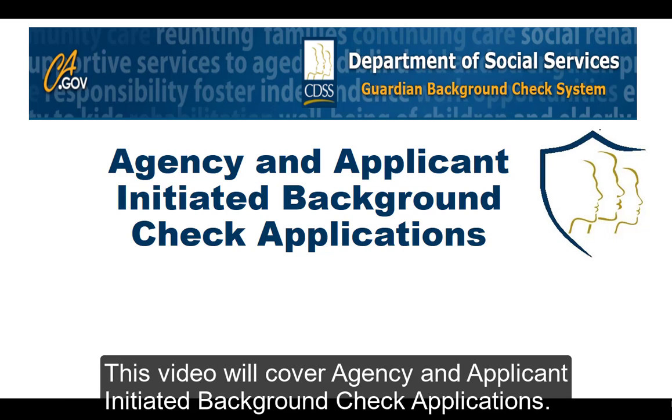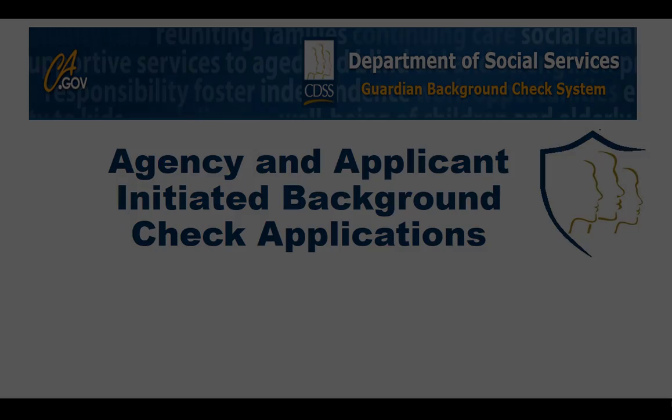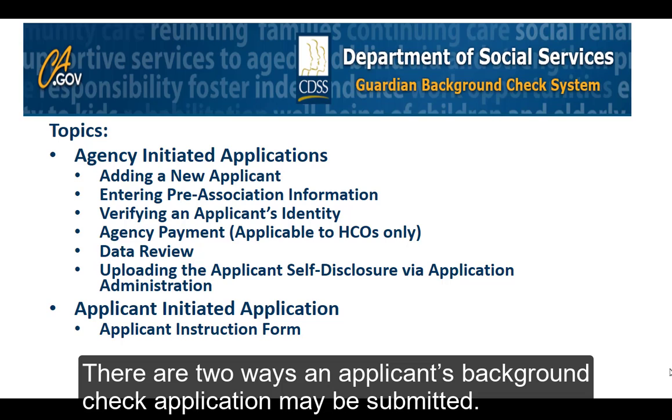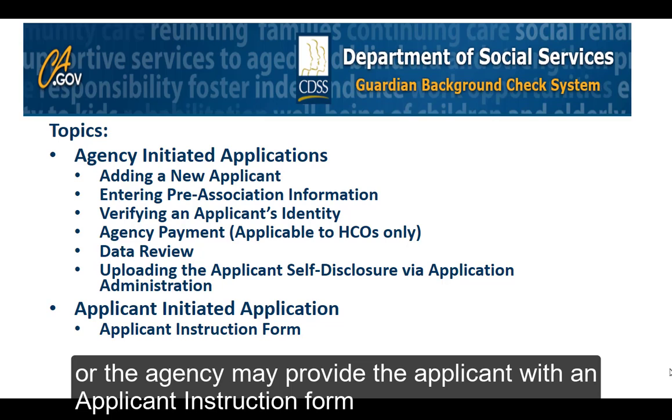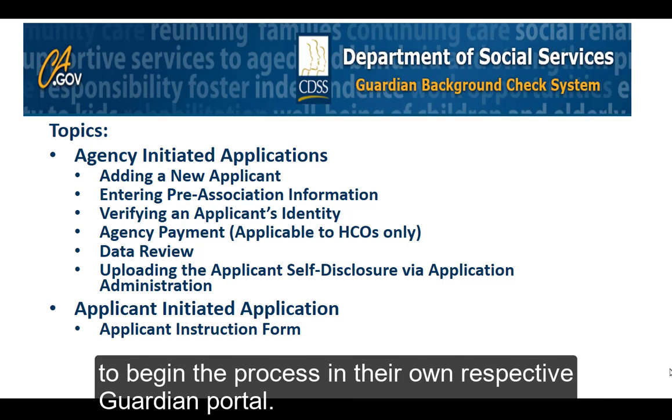This video will cover agency and applicant-initiated background check applications. There are two ways an applicant's background check application may be submitted. The agency may submit a background check application on behalf of an applicant, or the agency may provide the applicant with an applicant instruction form to begin the process in their own respective Guardian portal.